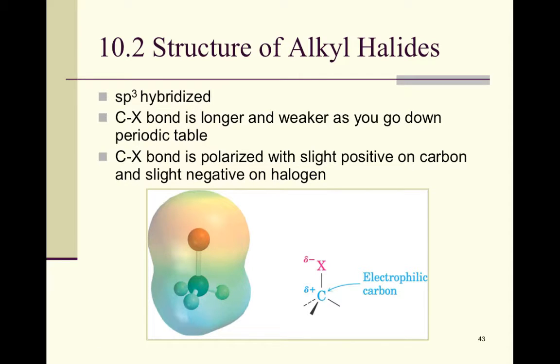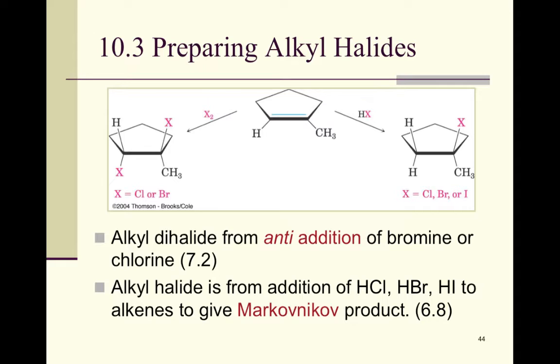Structure of alkyl halides. They're sp3 hybridized, and the carbon-halogen bond is longer and weaker as you go down the periodic table. The carbon-halogen bond is polarized with a slight positive on carbon and a slight negative on the halogens. That would make this carbon an electrophilic carbon. That means it's electron-loving because it's positively charged. It's attracted to electrons.